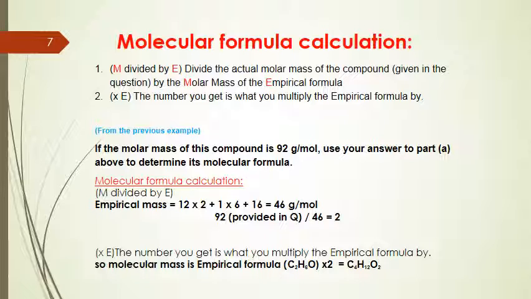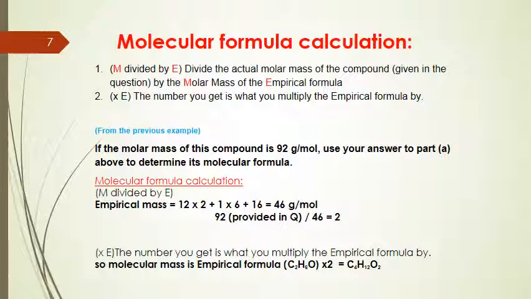Okay, so for this we have M divided by E. So you divide the actual molar mass of the compound, which you'll be given in the question, so this is kind of a merit question because you've got the 2 steps, by the molar mass in the empirical formula. Okay, and you multiply by E, and this is the number you get when you multiply the empirical formula by this number.